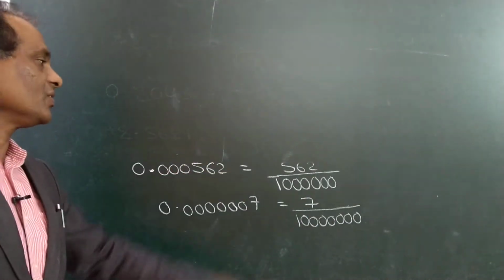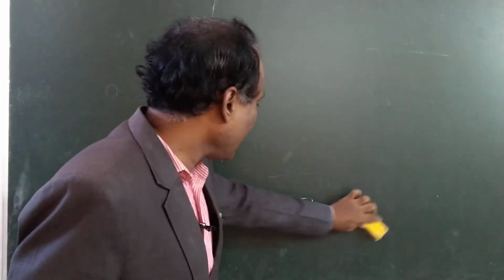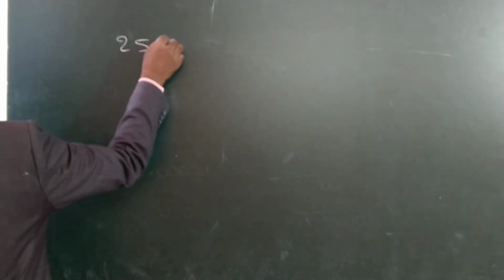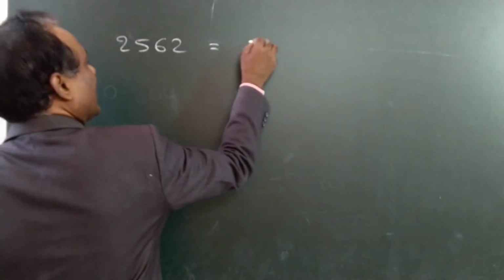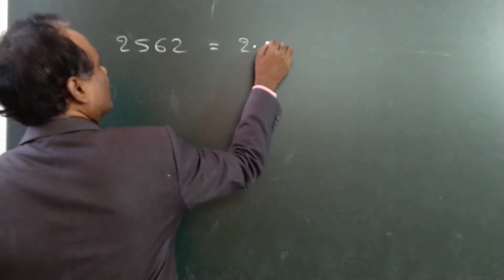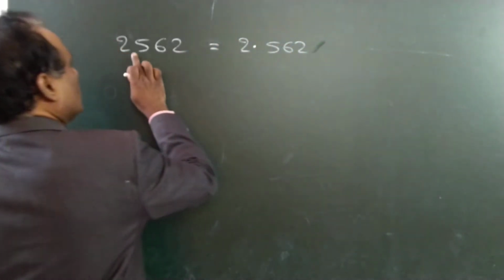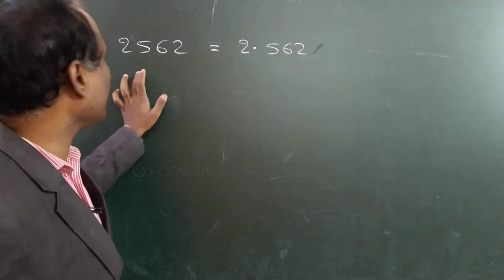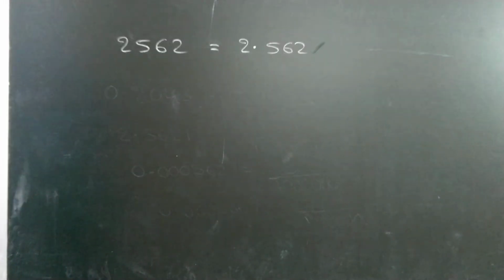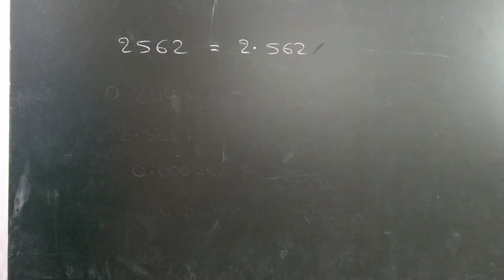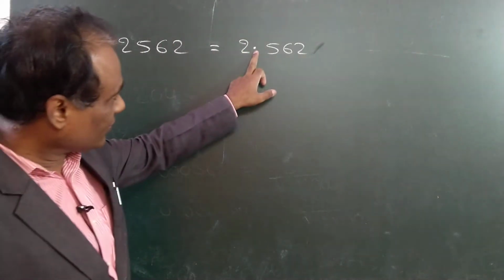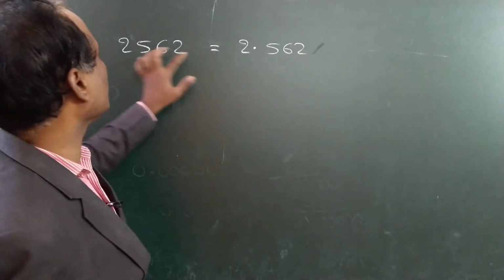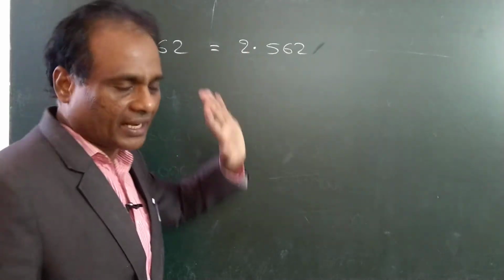If a decimal is there, we can remove it. And if a decimal is not there, how to keep the decimal? See here. I want to write 2.562. Then how to write 2562? 2562 can be written as 2.562. How to change this into this? Why do we write like this? That I will explain. This is called standard form, that I will explain. But first, how to keep the decimal here.